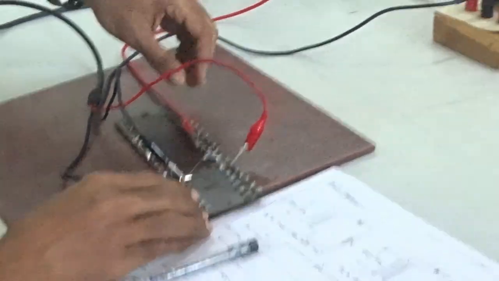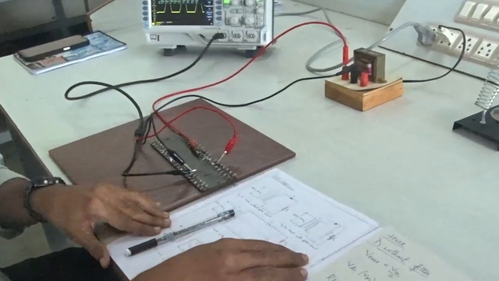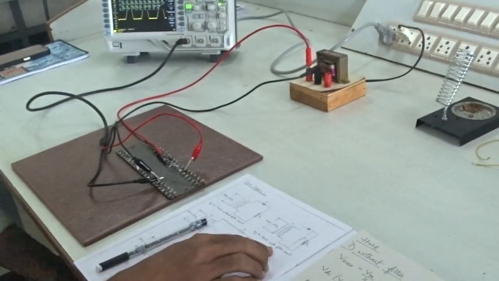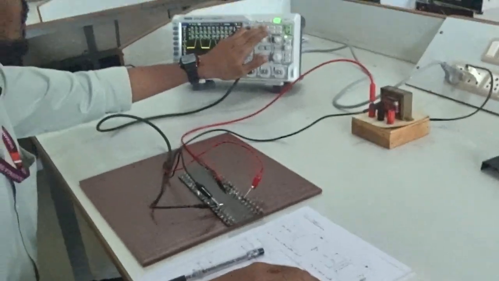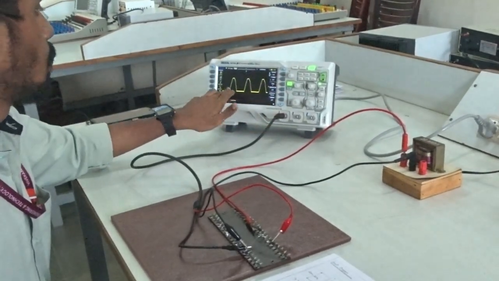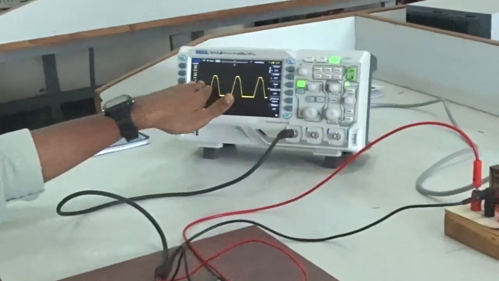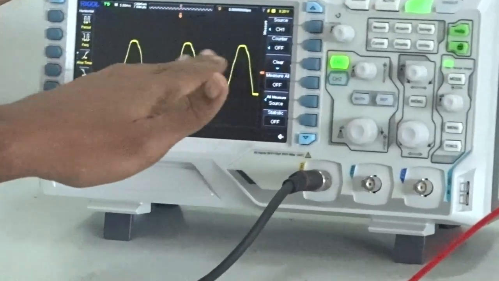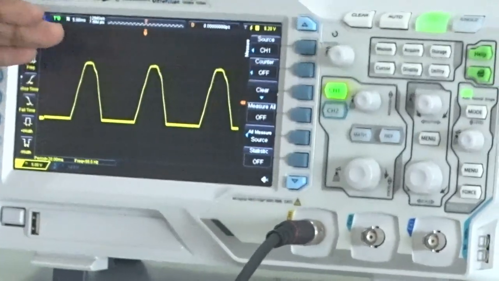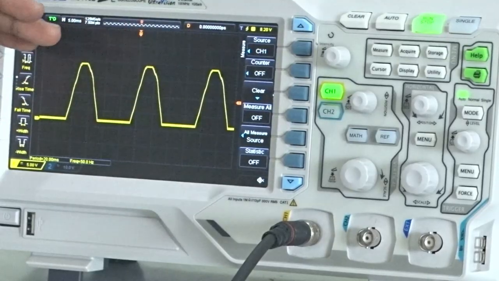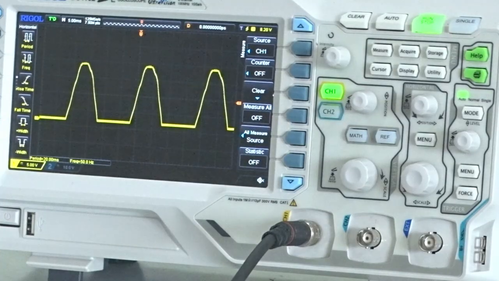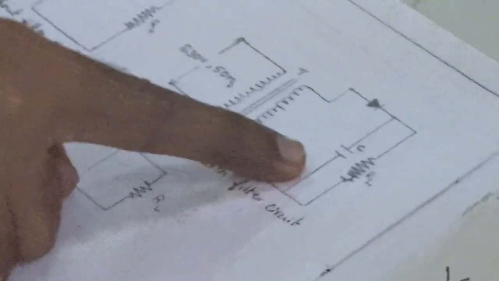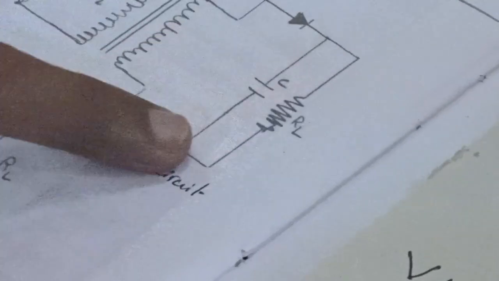Next, we'll see the circuit of half-wave rectifier with the filter circuit. As you see from the oscilloscope, the output obtained is not a pure DC. There is a fluctuation, or you can say there is a ripple. So we need to obtain a constant DC. In order to obtain that constant DC, we will connect a filter. Here we are going to use a capacitor which is connected in parallel to the load resistor.